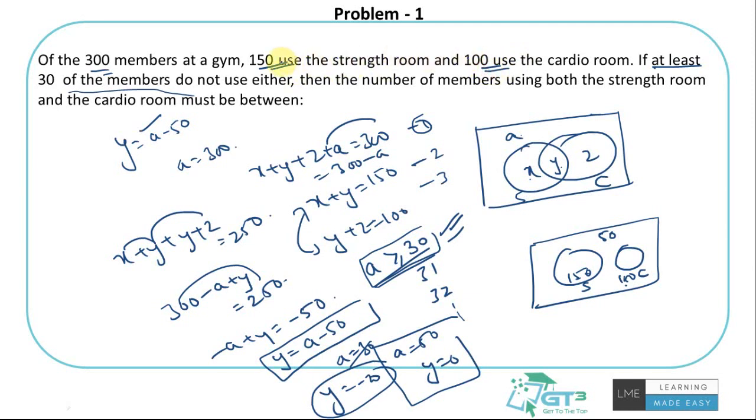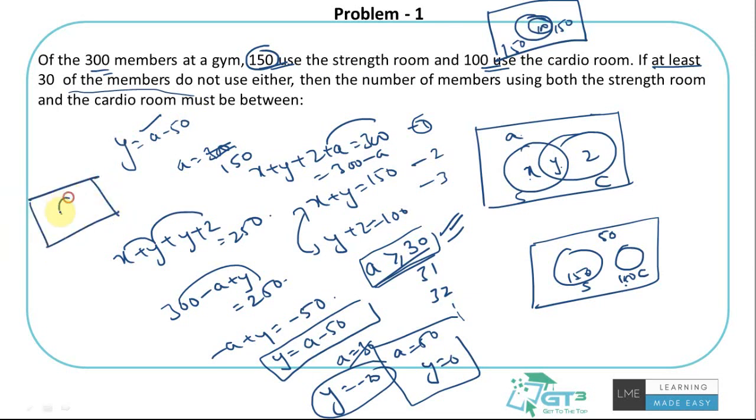So which one is bigger? 150. So I cannot have 300 people who are using neither of the equipment, because I know as a matter of fact 150 people are using the strength room. So the maximum I can have for A is 150. If A is 150, how does that figure look like? So there are 150 people who are using the strength room, and there are 100 people who are using the cardio inside the 150. Then I'll have 150 people outside this 150 who are doing none of this. Basically, we are not using either of these two equipments. Right? Are you understanding it? I'll just repeat it again.